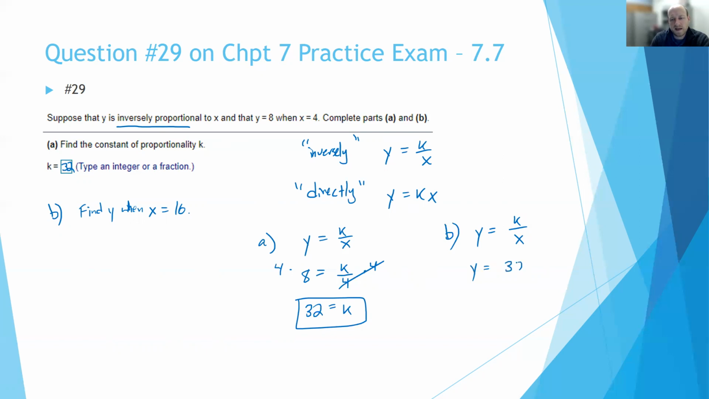So I know that k now is 32, and I gave you that x is equal to 16, and 32 divided by 16 is 2. So y is equal to 2 in our second part of that problem.